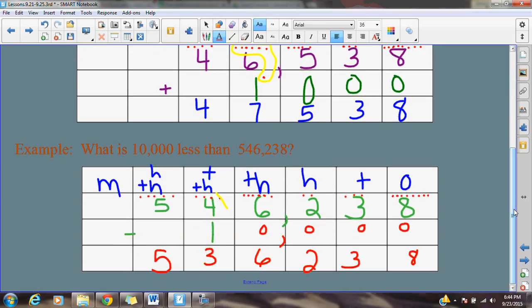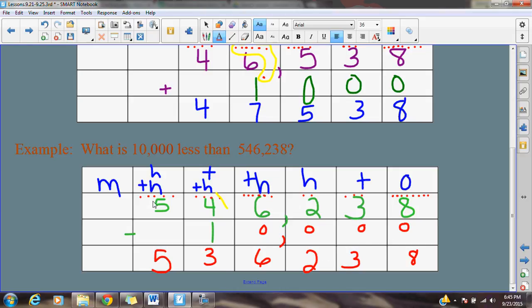Here's another example. What is 10,000 less than 546,238? Again, I wrote the digits in, starting with the ones place and working my way backwards, and then I went ahead and drew place value discs for each one. Notice here in the 10,000 spot, I had 4 discs. But because I wanted to know what was 10,000 less, I knew I needed to take something away. I needed to decrease my number. So I took away 1 10,000. I filled in the rest of the places with zeros because I know that I wasn't taking anything else away from any other place.